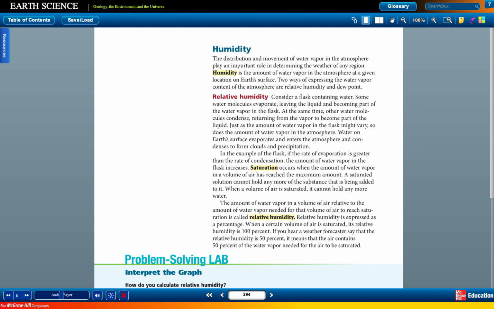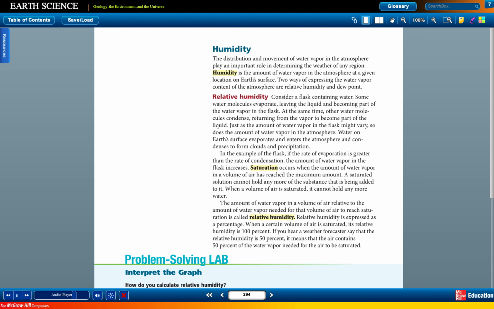In the example of the flask, if the rate of evaporation is greater than the rate of condensation, the amount of water vapor in the flask increases. Saturation occurs when the amount of water vapor in a volume of air has reached the maximum amount. Recall from Chapter 3 that a saturated solution cannot hold any more of the substance that is being added to it. When a volume of air is saturated, it cannot hold any more water.